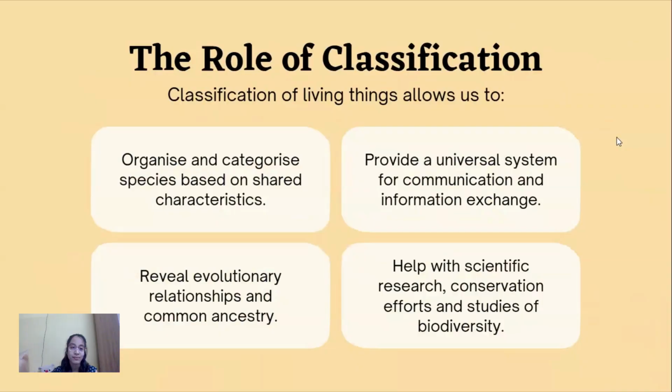The role of classification. Classification of living things allows us to organize and categorize the species based on shared characteristics, provide a universal system for communication and information exchange, reveal evolutionary relationships and common ancestry, and help us with scientific research, conservation efforts, and studies of biodiversity.